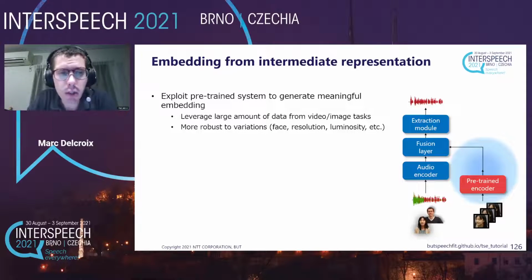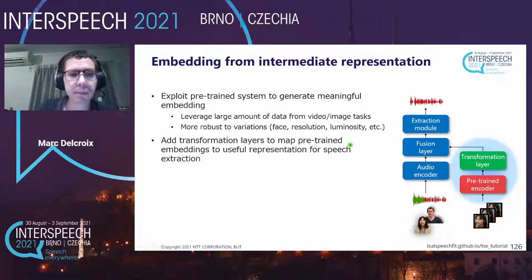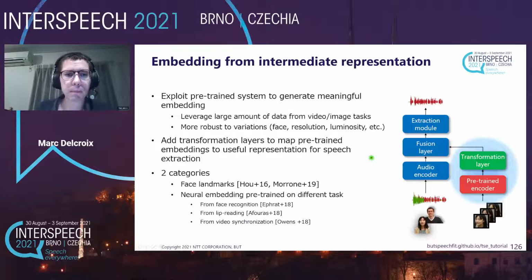So approaches that use intermediate representation can exploit a pre-trained system to generate meaningful embeddings. So the advantage of that is that we can leverage a large amount of data from video or image tasks, and therefore we can obtain a more robust representation, a more robust embedding that can be robust, for example, to face variation, resolution of the image, luminosity, etc. Of course, if we use a pre-trained encoder, this will not be optimized for the task of speech extraction. So on top of the pre-trained encoder, usually we would add a few transformation layers to make the representation, or the embedding, optimal for speech extraction. And here again, we can see two subcategories in this category. There are embeddings that are obtained from face landmarks and embeddings that are neural embeddings that are pre-trained on different tasks.